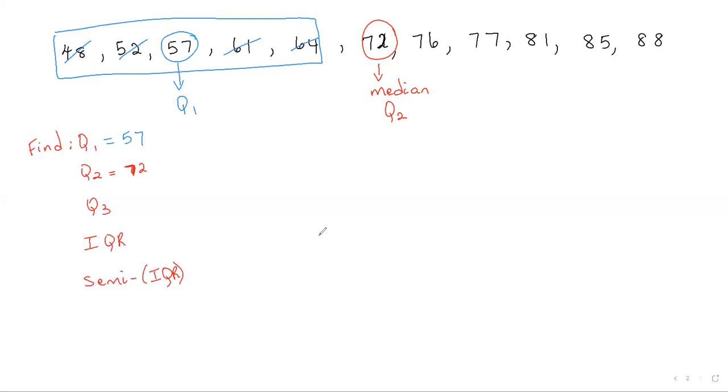And then if I want to find Q3, which is half of the second half, so I cancel, cancel, cancel, cancel, and I got my Q3 as 81.